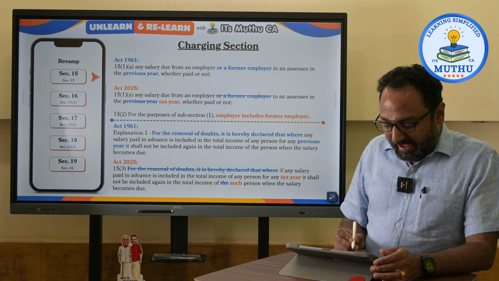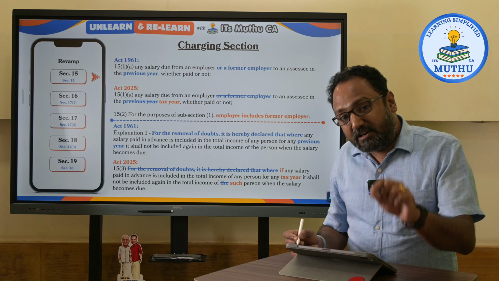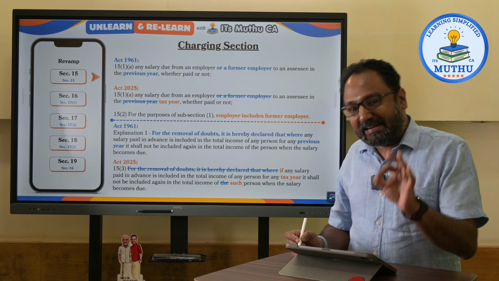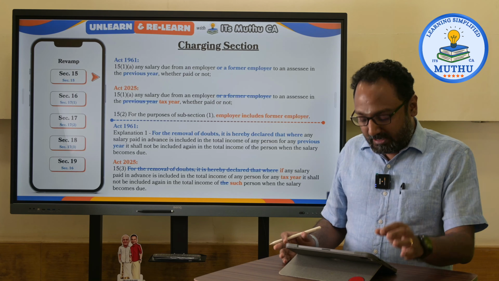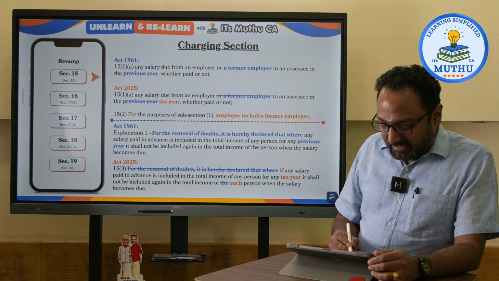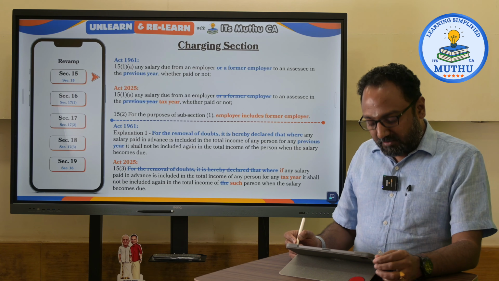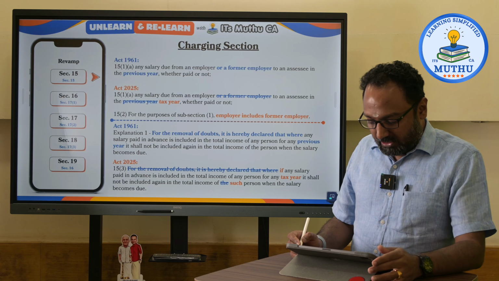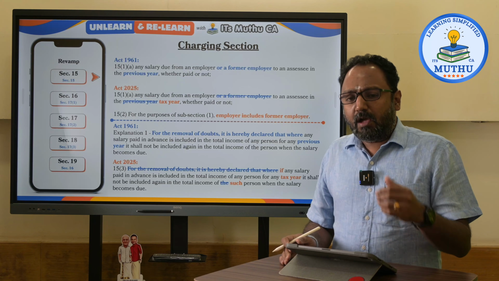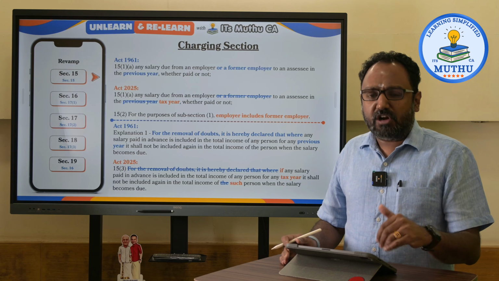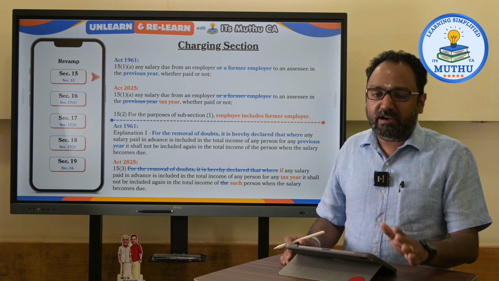Here, look at this. Explanation 1 to section 15 provides, for the removal of doubts, it is hereby declared that where, remember it's all in blue, which means it's going to be removed in 2025, any salary paid in advance is included in the total income of any person for any previous year, it shall not be included again in the total income of the person when the salary becomes due. Very simple. The moment it is taxed on receipt basis, it should not be taxed again on due basis. This was provided as a clarification in explanation 1.